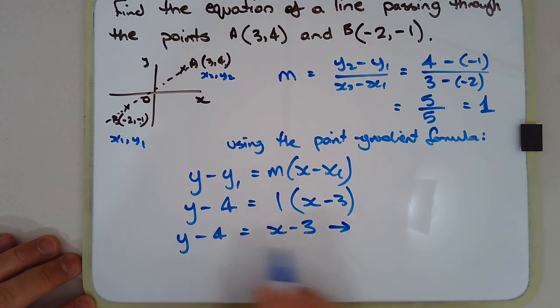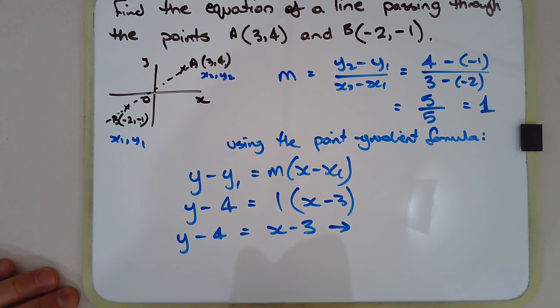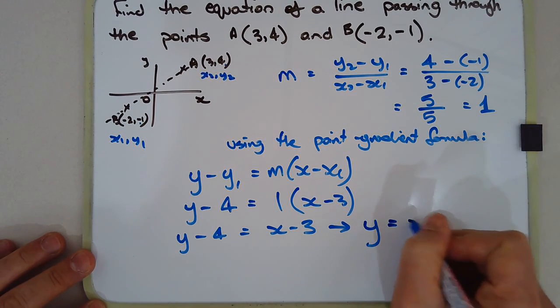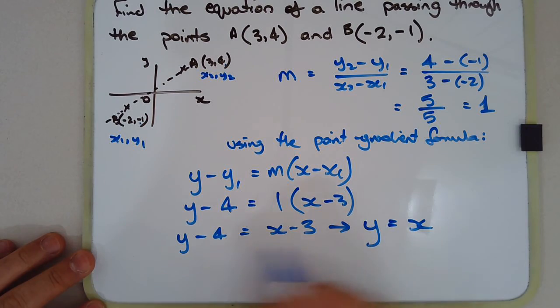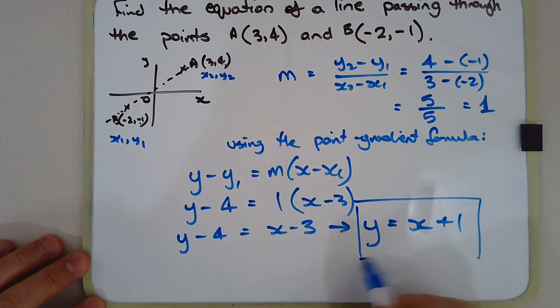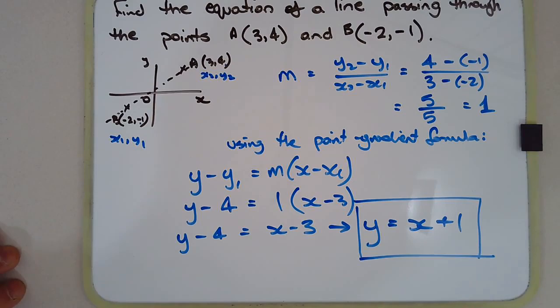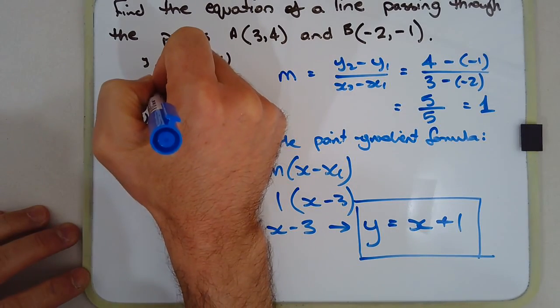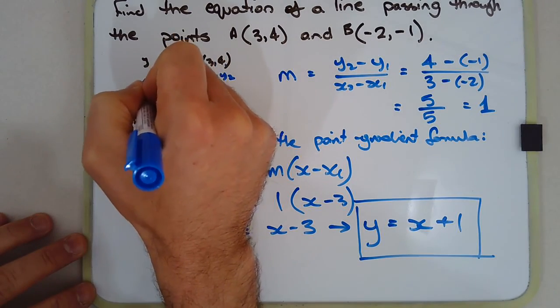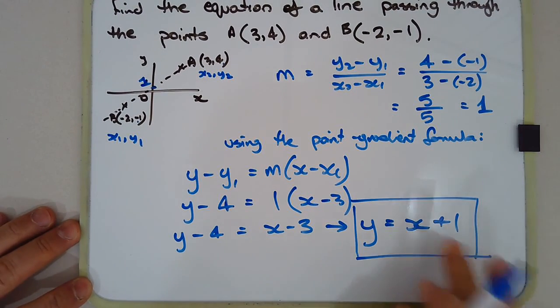Moving the minus 4 over to the other side by adding 4, y is equal to x minus 3 plus 4, so plus 1. In this particular example, it was just more convenient to leave it in gradient-intercept form. So our y-intercept there is in fact 1. And that's it.